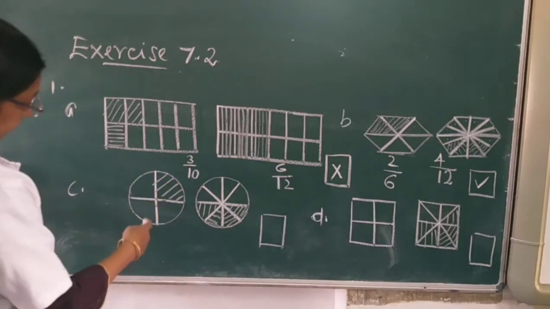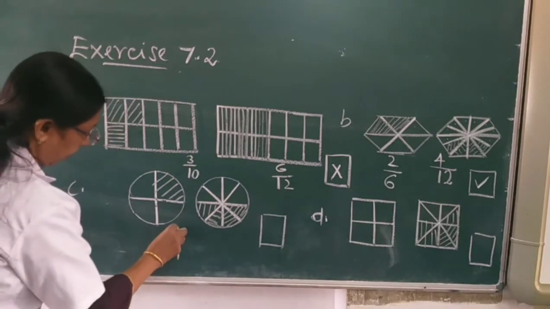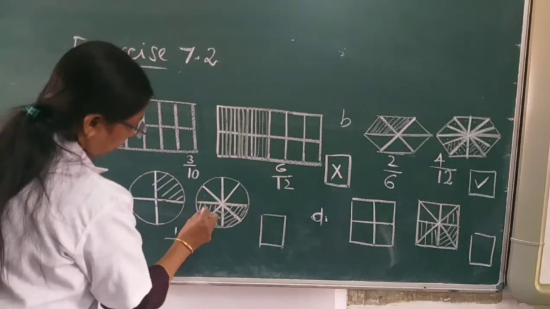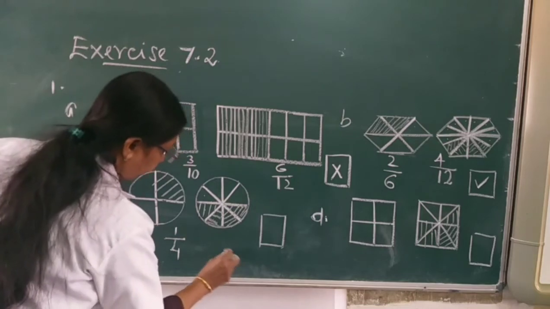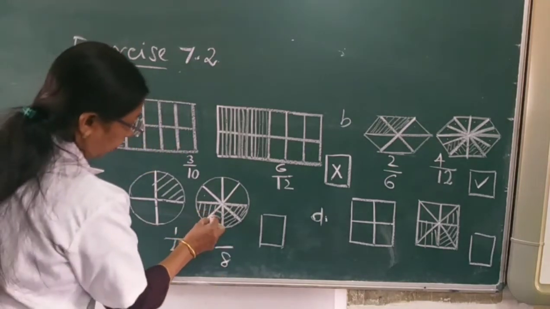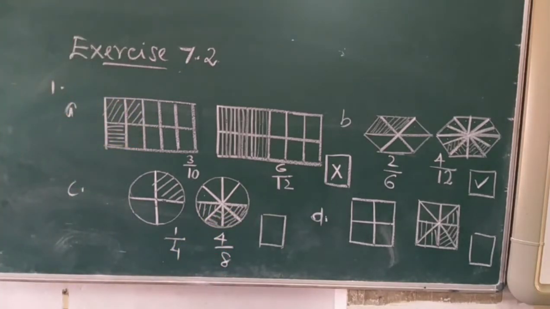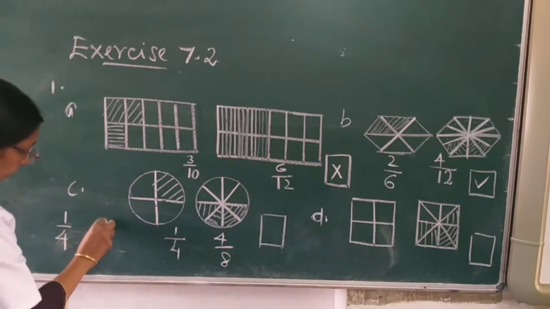This represents total number of parts 4, shaded part 1. The fraction is 1 by 4. Here 1, 2, 3, 4, 5, 6, 7, 8. 8 is the total number of parts, that is the denominator. Out of that how many parts are shaded? 1, 2, 3, 4. Okay, we got two fractions, 1 by 4 and 4 by 8.